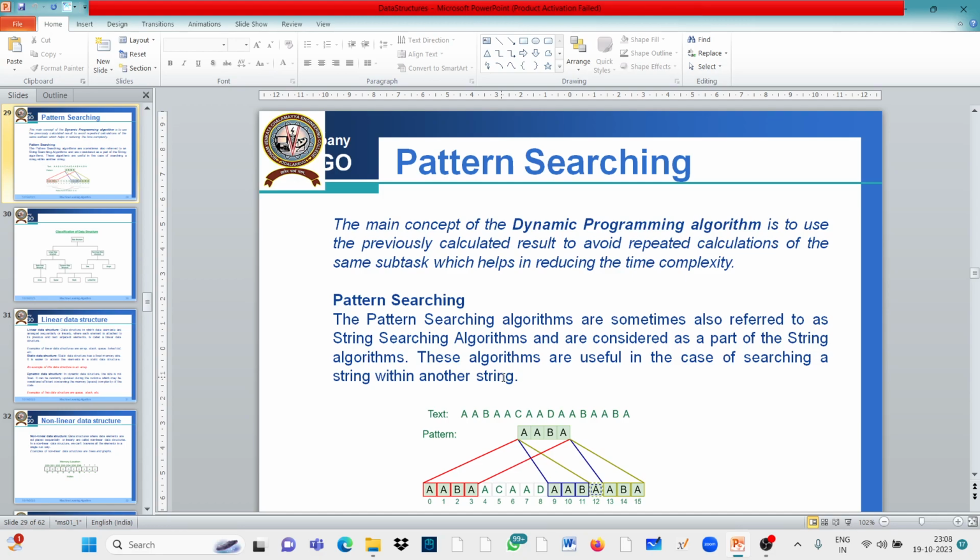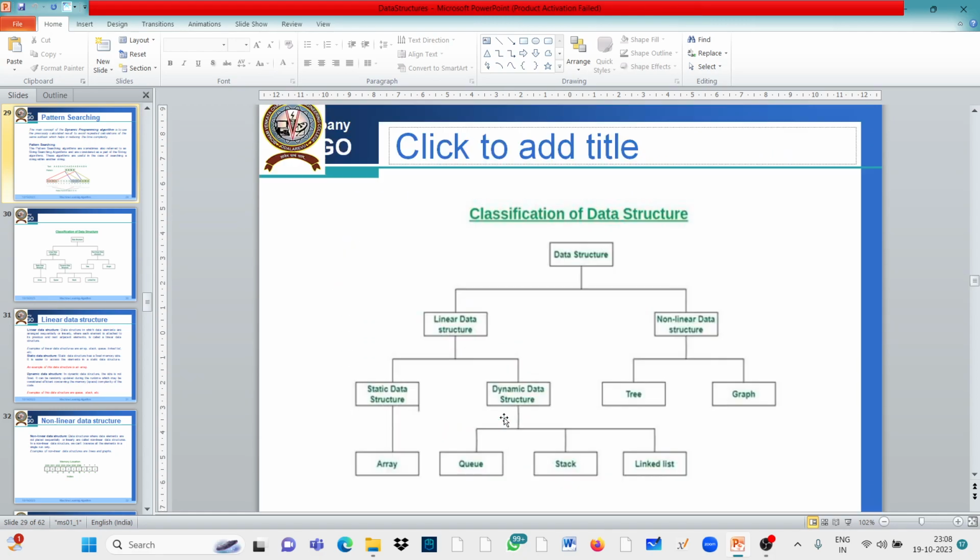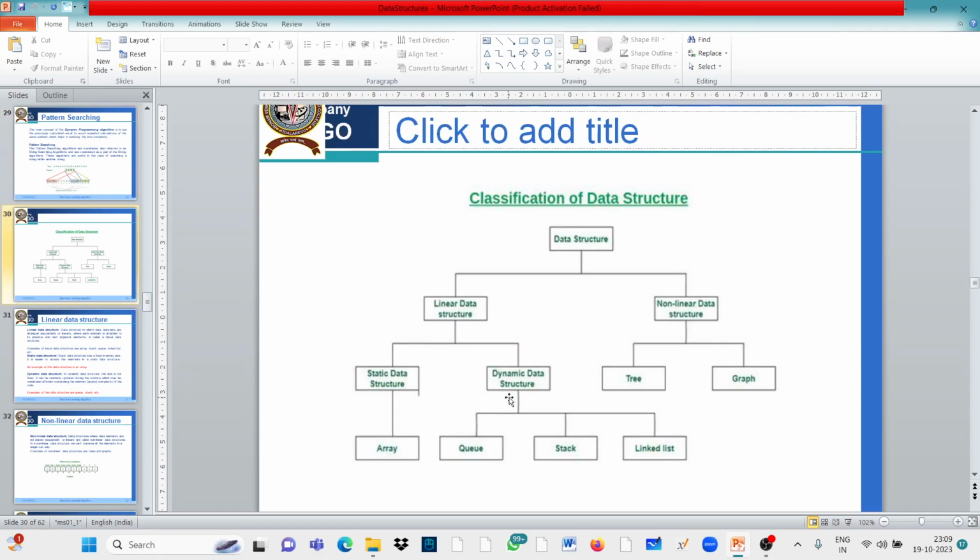Say, for example, some text is there, and the pattern is A, B, A. So here you have to see where it is there. You see A, B, A. It is already there here one time. Similarly, A, B, A, it is also there. You get it now? So this is the way of searching. Now we can have a brief review of whatever things we studied.